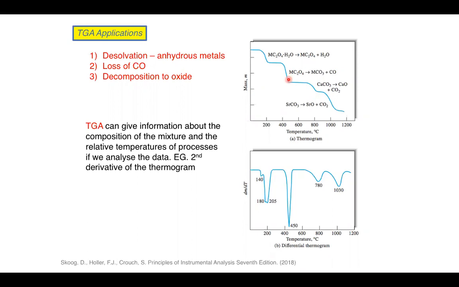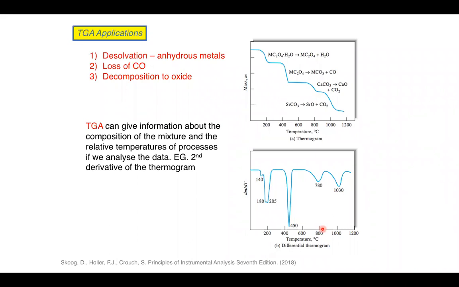So for example, in this mass loss, we don't really know what temperature this is occurring at because it's like, do we take it here? Do we take it here? But by taking the second derivative, we can see a very clear peak at 450 degrees Celsius. And so we would say that process is happening at 450 degrees Celsius. And so that's the power of these derivative thermograms.